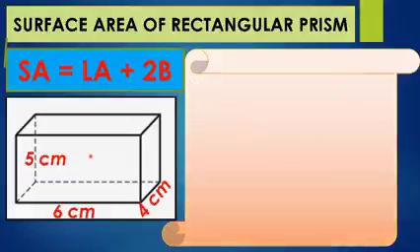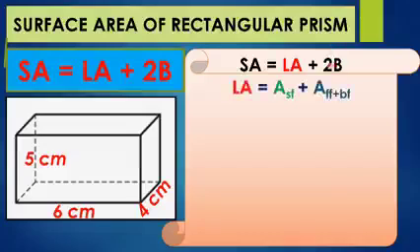First step is to copy the formula, which is SA is equal to LA plus 2B. Again, LA here stands for the lateral area of your rectangular prism, and 2B stands for 2 bases of your rectangular prism. Again, to find the lateral area, that is simply finding the sum of the area of your side faces and the area of your front and back faces. So SF here stands for side face, FF stands for front face, and BF stands for back face.